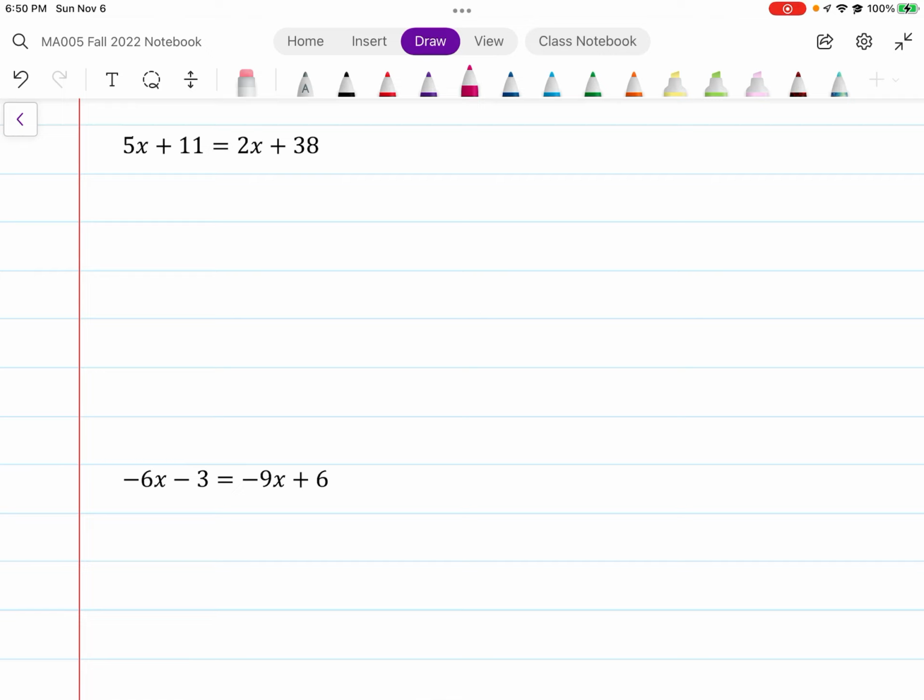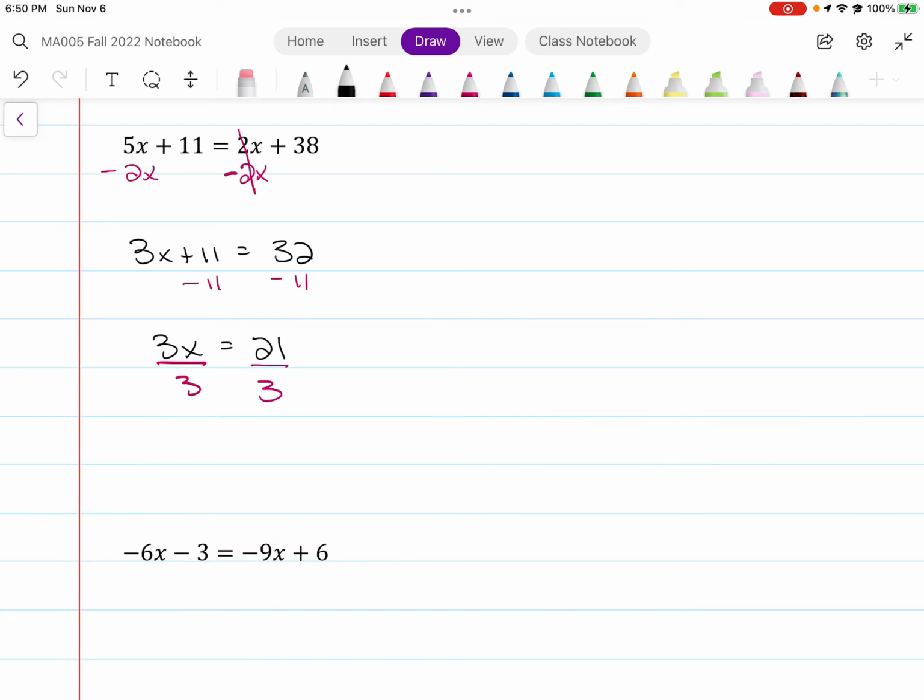All right, so I'm going to get the x's to the left. So minus 2x, and the x's go away right there. And I get 3x plus 11 equals 38. I am going to subtract 11, and I get 3x equals 32 minus 11 is 21. I'm going to divide both sides by 3. And I get a little more room here. And I get x equals 7.